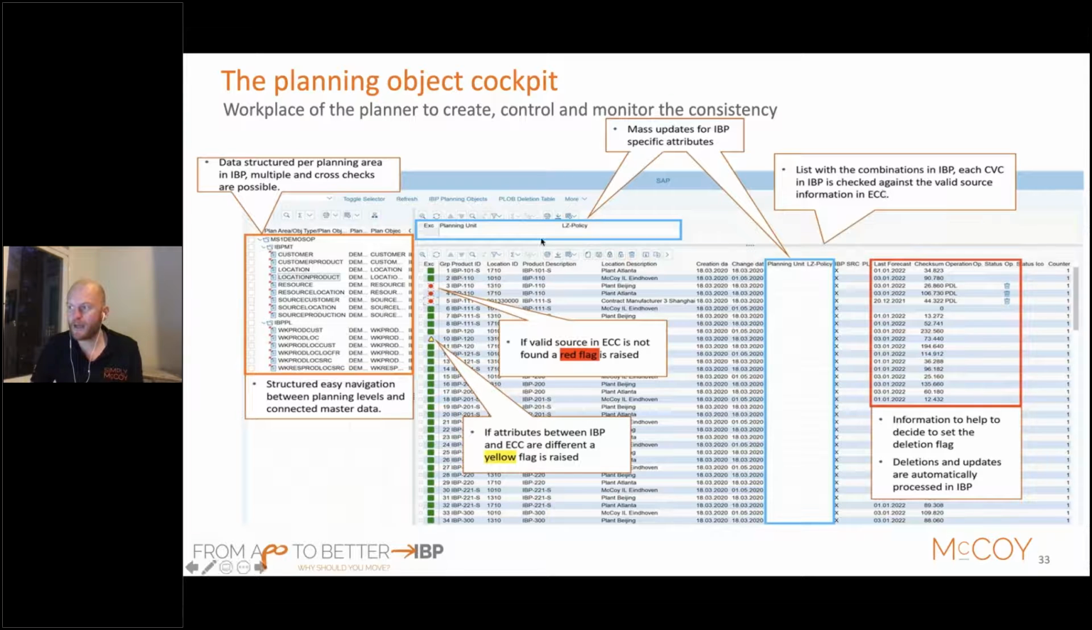And then on the right side of the screen, there's additional information, like for example, what was the last date of my forecast, and what is the remaining forecast on this planning combination, which could help me to identify which objects are obsolete and which ones I could possibly delete from my system.